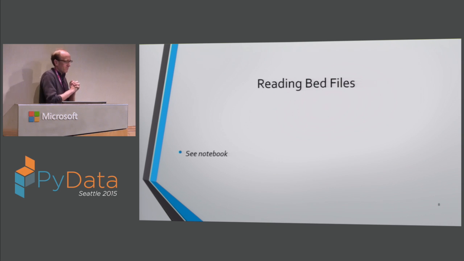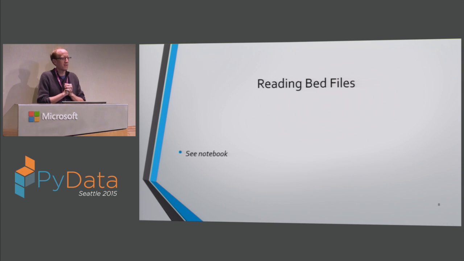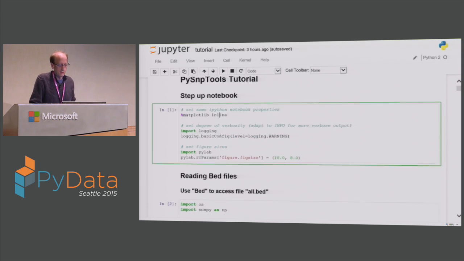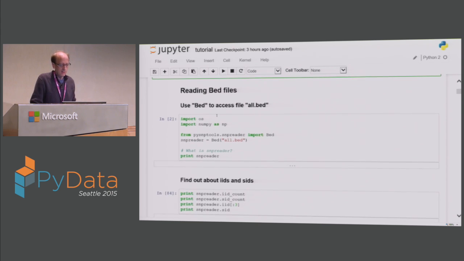So the first thing this library has to do is be able to read these bed files. So here we have an IPython notebook. The first cell, which I already ran, just sets up some things. And we call it, the readers are called SNP readers, but there's a different SNP reader for each file format that you're reading off disk.